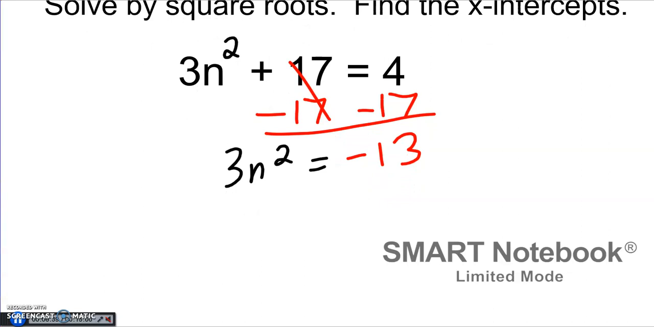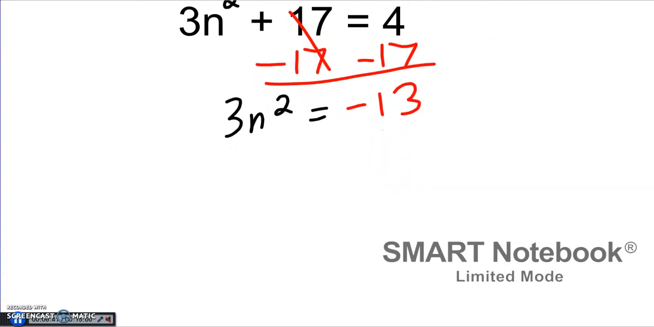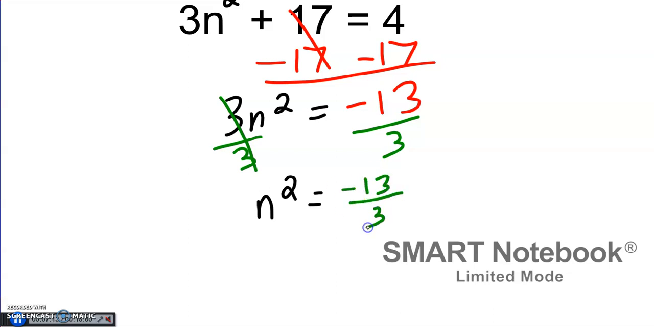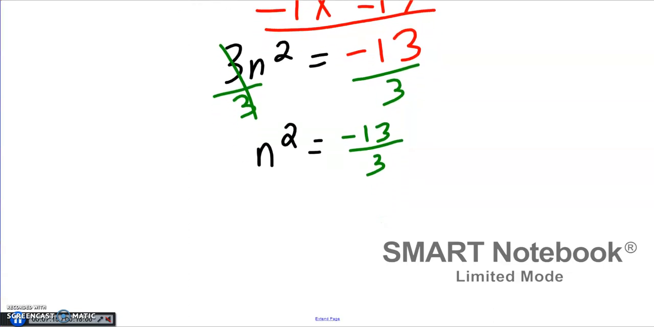Now, a lot of students are going to stop here. They're going to say, oh, I have a negative constant term over on the right-hand side. That can't happen. Do not stop until you take the square root, because sometimes you're going to have a negative a value. So you don't want to stop until you get by taking the square root. So now I divide both sides by that a value. So we get n squared is equal to negative 13 over 3. I can't simplify that at all.